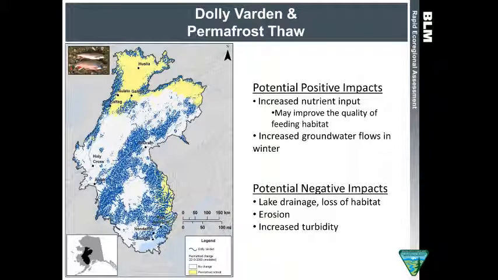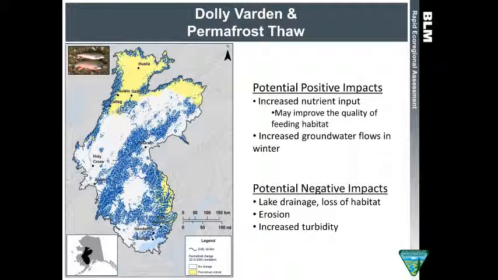Another potential positive impact is the increase in groundwater flows, which is anticipated with permafrost thaw. And this is important for Dolly Varden because we have both resident year-round populations in the study area and then anadromous populations too that use overwintering habitat. And the overwintering habitat is somewhat limited. So improving the overwintering habitat, with either creating new habitat or improving what's already there, is anticipated for the short term.